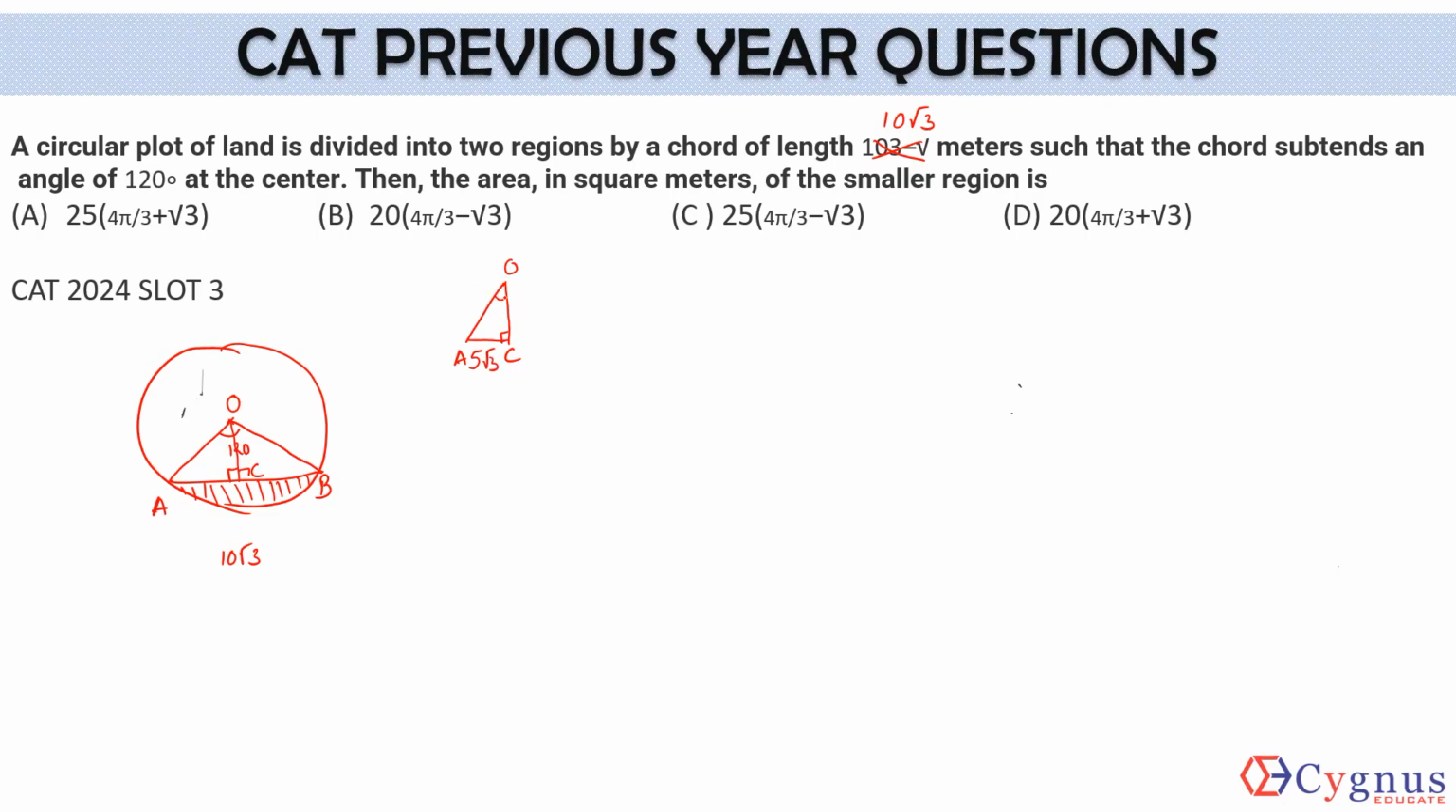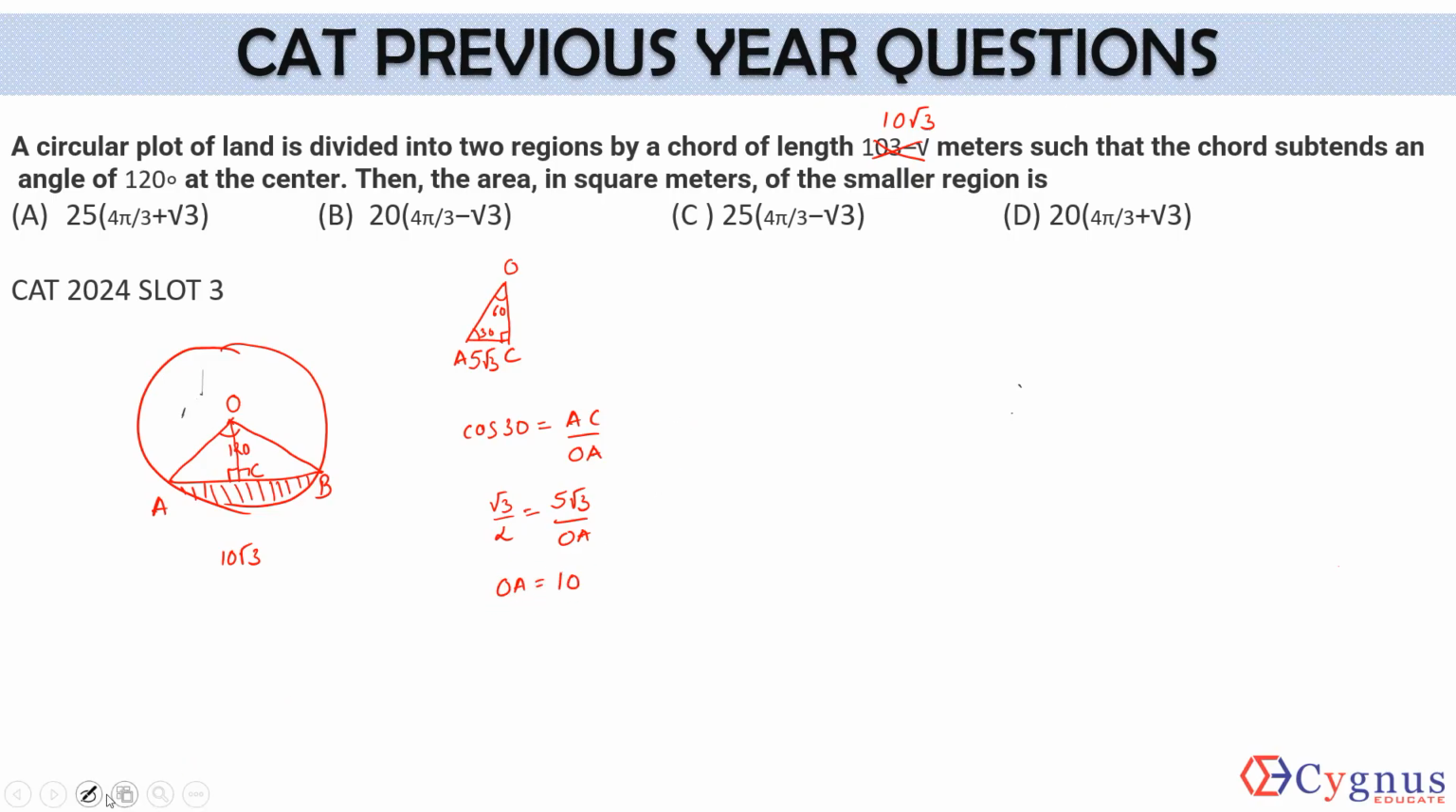And it will also bisect this angle. So this has to be 60, 90, and this has to be 30. Now, can we apply trigonometry here? If I say cos of 30, this has to be AC by OA. What is cos 30? It's root 3 by 2. What is AC? It's 5 root 3. So this will give you the value of OA. We get OA equal to 10 here.